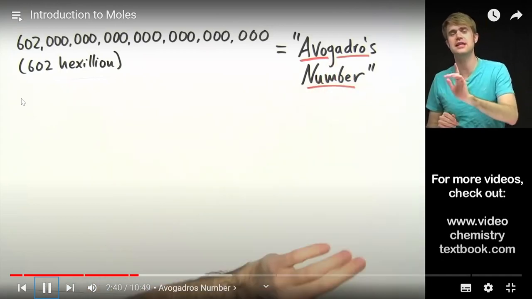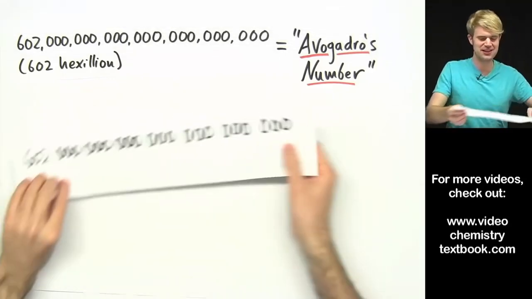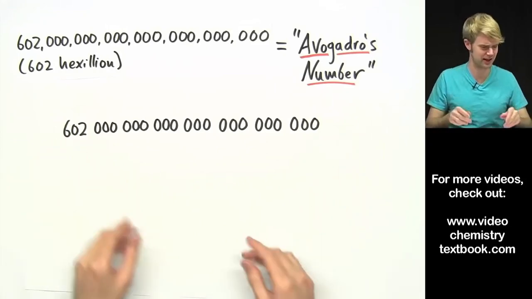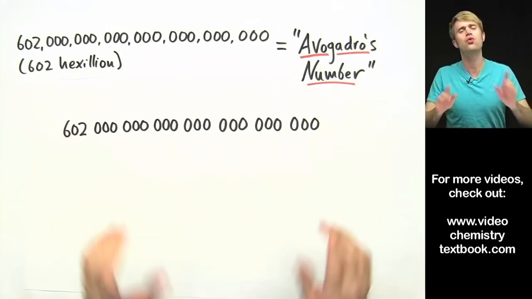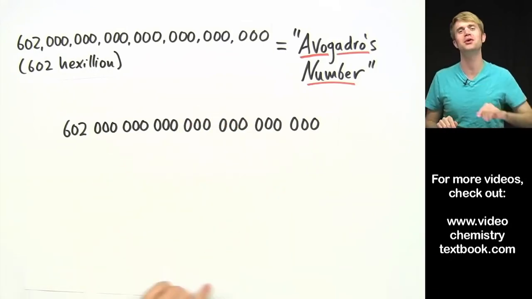In honor of the Italian scientist who discovered it. But now, check this out here, right? 602 hexillion. This is a gigantic number. 602 with 21 zeros after it. Think about what a pain it is to deal with this number, right?